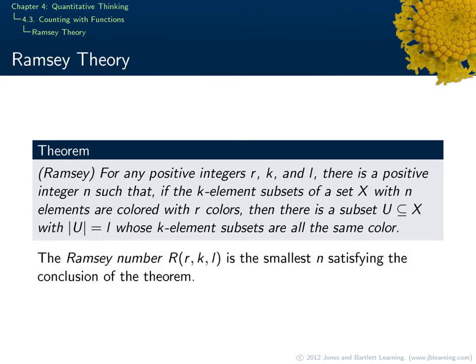So the last example we did is suggestive of this theorem due to Ramsey, which says that for any positive integers r, k, and l, there's a positive integer n such that if the k element subsets of a set X with n elements are colored into r colors, then there's a subset U in X, with the size of U being l, whose k element subsets are all the same color. So this thing called a Ramsey number is the smallest n that satisfies the conclusion of the theorem.